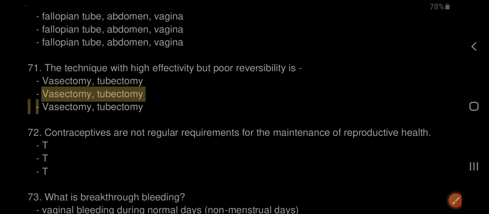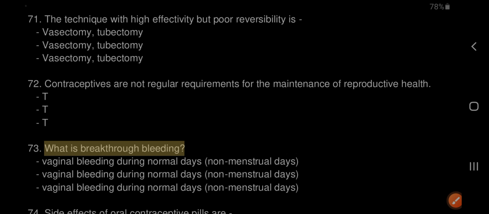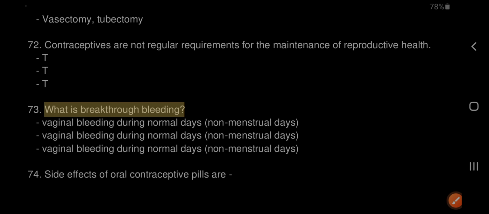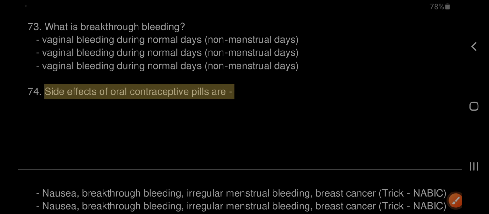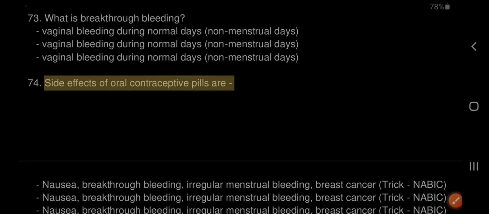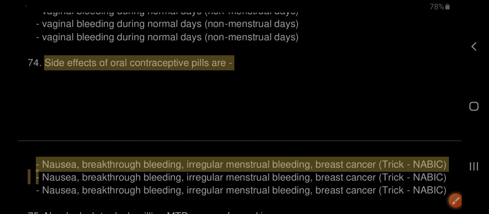72. Contraceptives are not regular requirements for the maintenance of reproductive health. True. 73. What is breakthrough bleeding? Vaginal bleeding during non-menstrual days. 74. Side effects of oral contraceptive pills are nausea, breakthrough bleeding, irregular menstrual bleeding, breast cancer. Trick: NABIC.